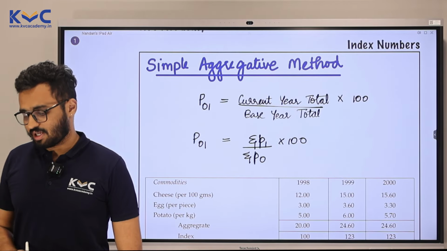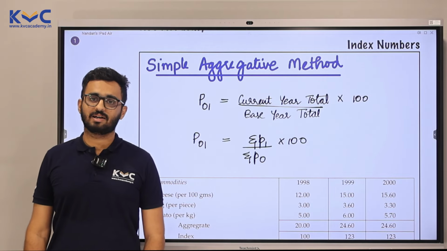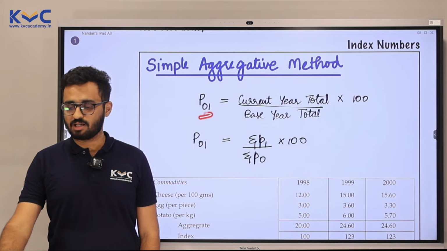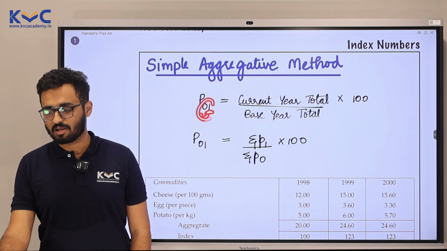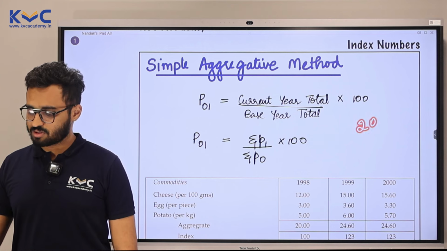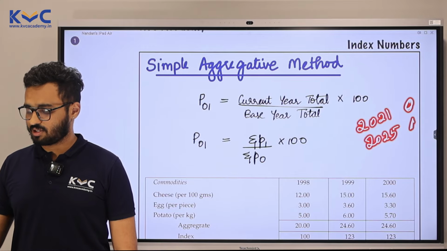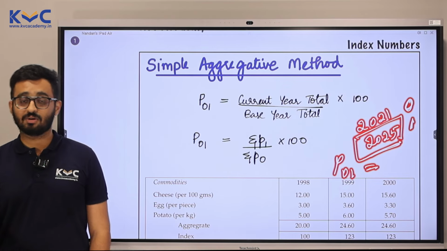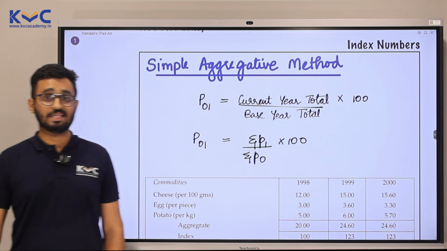Now let's move to the first one under the types, that is the simple aggregative method. Very easy to understand. Now P01 means base year and current year. 0 is the base year, 1 is the current year. So if I say 2021 is the base year and 2025 is what I want to find, this is 0 and this is 1. So I am finding the index number for 2025. I'll call it P01, with base 0 and current year 1. That is how we commonly denote the price index numbers, P01.